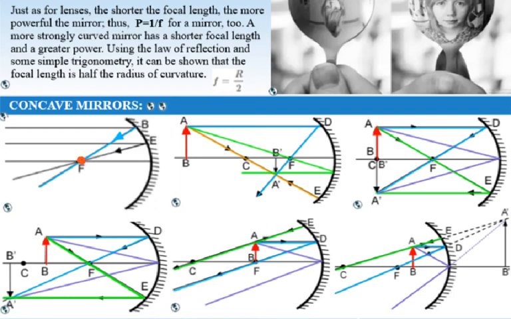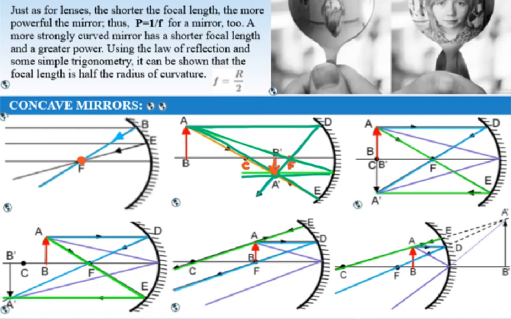If you place an object at two times or past, so the center point is where the radius is, so here is your focal point, and twice that distance is the center line or the center point. So if you place your object past the center line, or twice the distance of the focal point, you follow the same ray diagrams. You have parallel through the focal point, through the focal point then parallel, and through the center line. And you see where they meet. And this is where your image is going to appear. And this image is real and it is inverted.